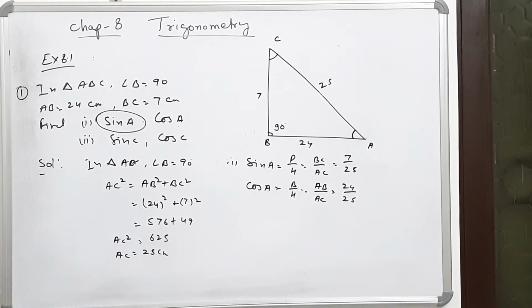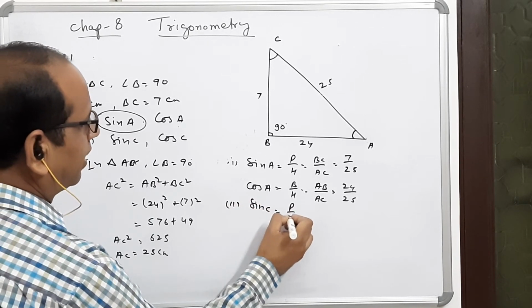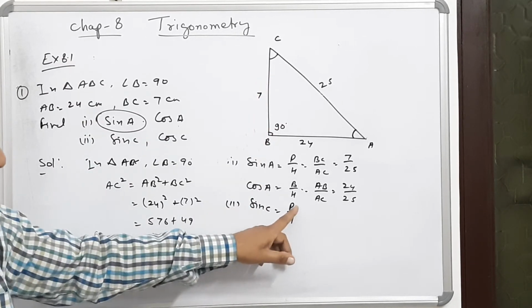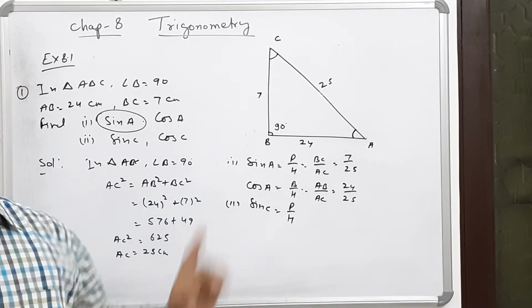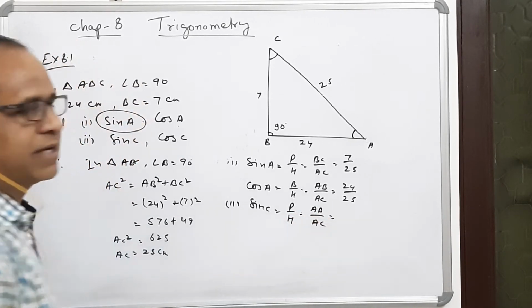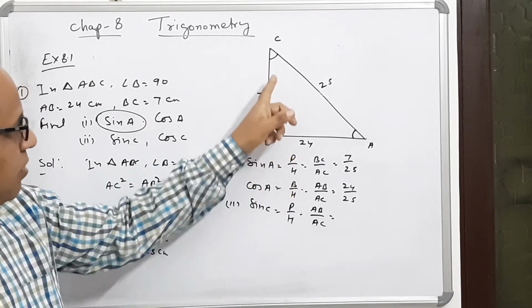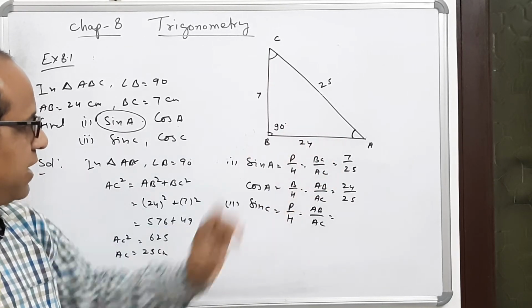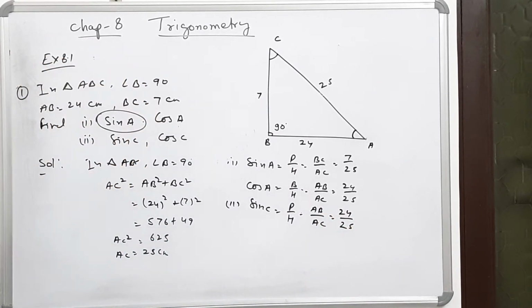Now the very interesting part. In the same problem, we have to find sine C. The formula will remain as it is. I am coming to this angle now. The formula will remain P upon H only. But for angle C, what will be the perpendicular? It is AB. This is a little surprising. But the hypotenuse will be AC only. Please be attentive and listen here. Actually, perpendicular is the opposite side. For angle A, the opposite side is 7. For angle C, the opposite side is 24. So this answer will be 24 upon 25.